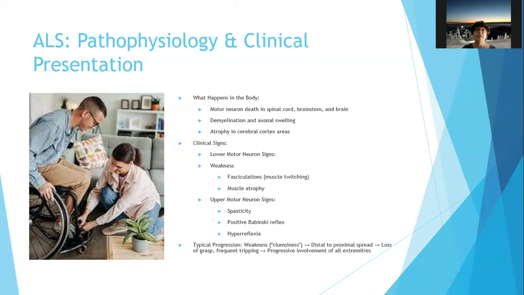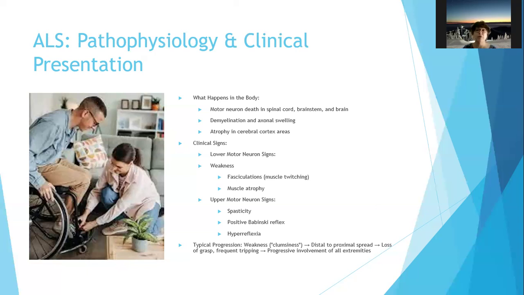The clinical signs include lower motor neuron signs, which are weakness, fasciculations, which is muscle twitching, and muscle atrophy, and upper motor neuron signs, which include spasticity or positive Babinski reflex, which we'll talk about in another class as well. It's just a test you can do. Hyperreflexia, which means your reflexes are more active when they're stimulated.